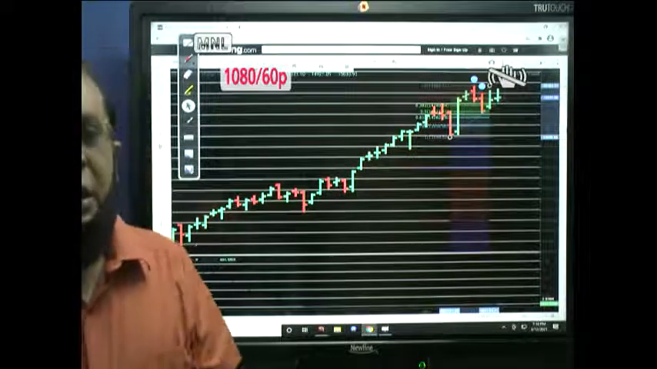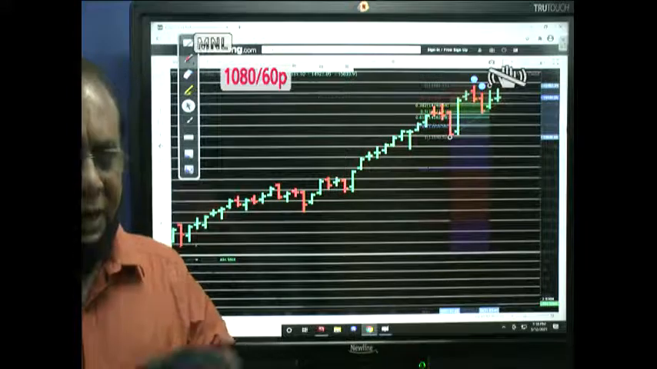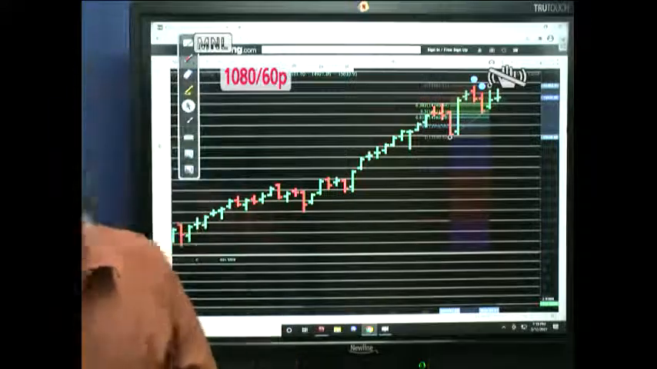So this is the Fibonacci ratio, which is based on Nifty. Okay. Now we will look at Bank Nifty, then we will also look at some stocks.